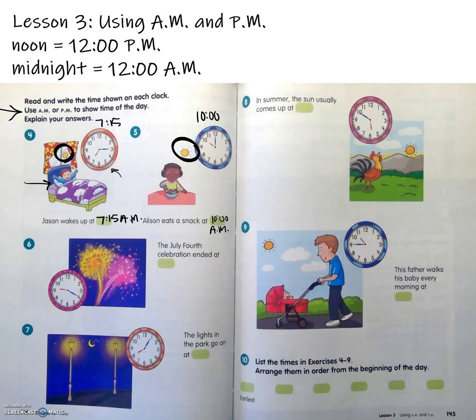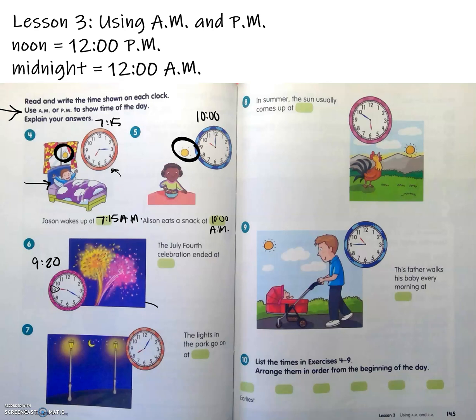Now number 6. My red hand is between the 9 and the 10, and my blue hand is on the 4. My short red hand tells me the hour, and my blue hand tells me the minute. If it's between the 9 and the 10, then it is 9 in the hour, and blue is pointing to the 4, which means it's 20 minutes. So 9:20 is the time. Now I need to figure out if it's going to be AM or PM.